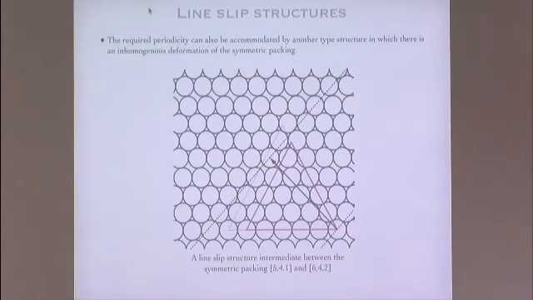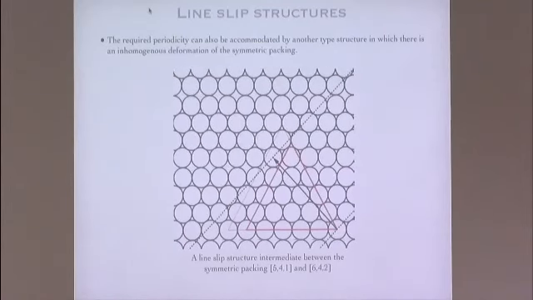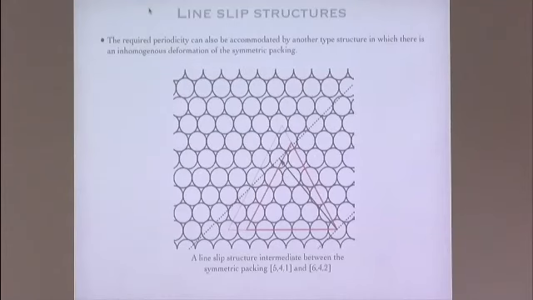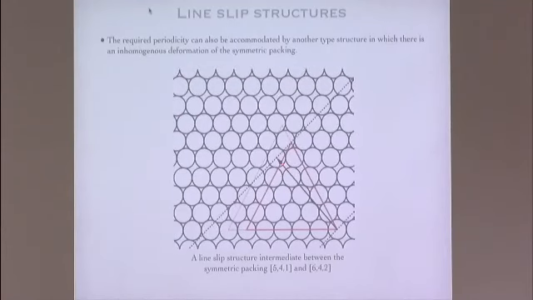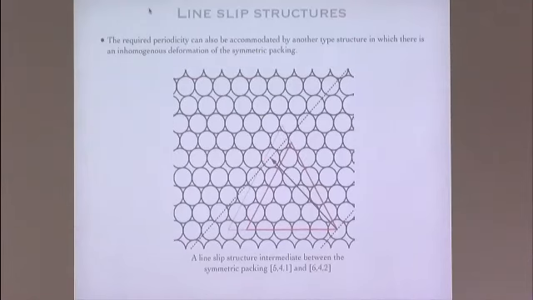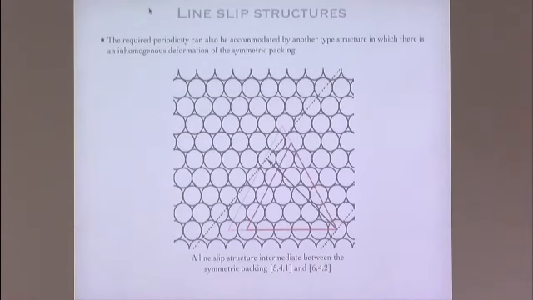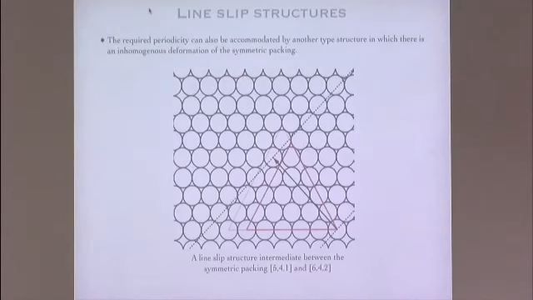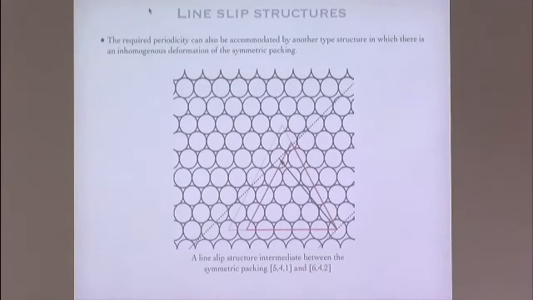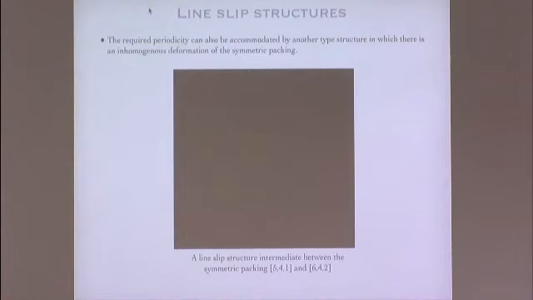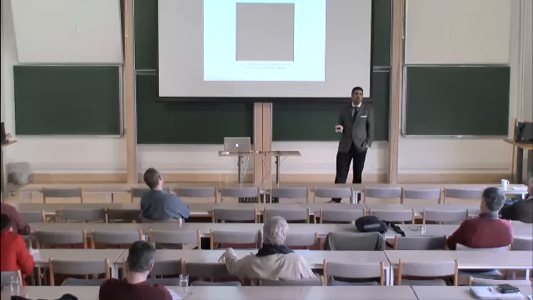And as you can see, the shear is now confined to this region here. I start off in some symmetric structure 541, and you can do the count. You go 6 steps along here, 4 steps along here, or 6 along here and 2 along here, and I can end up in another structure 642. These kinds of shearing deformations localized along a line we'll call line slip.